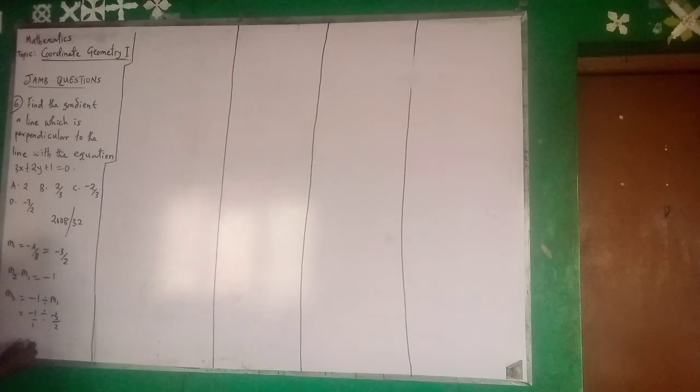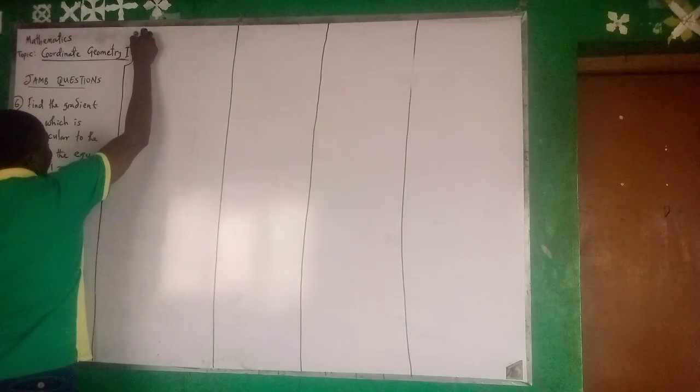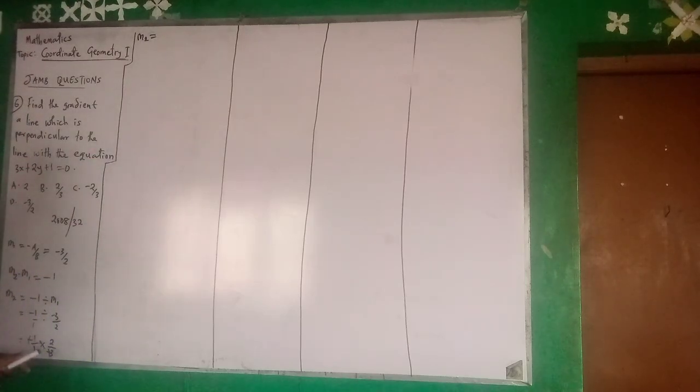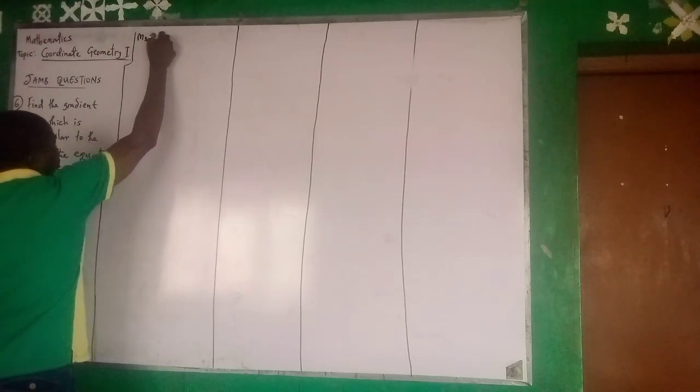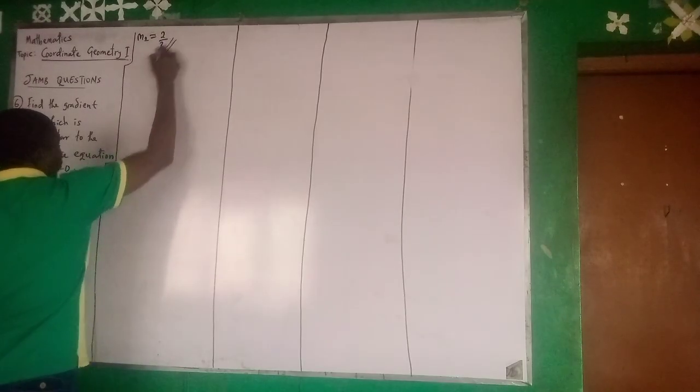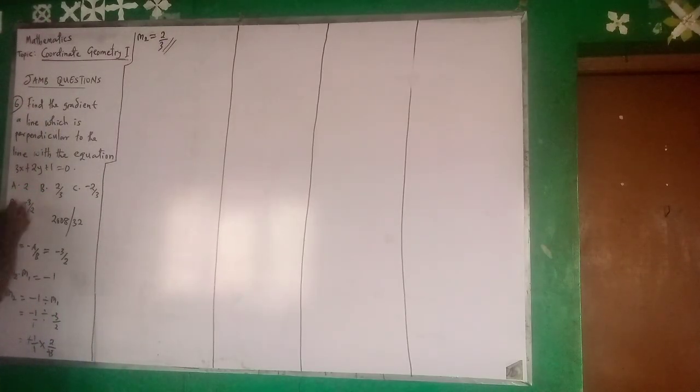That will be equal to minus 1 over 1 times 2 going up now, minus 3, right? This cancels out. So my M2, which is the slope of the required equation, becomes 1 times 2, which is 2, over 1 times 3, which is 3. And that is your answer. Option B. Next question.